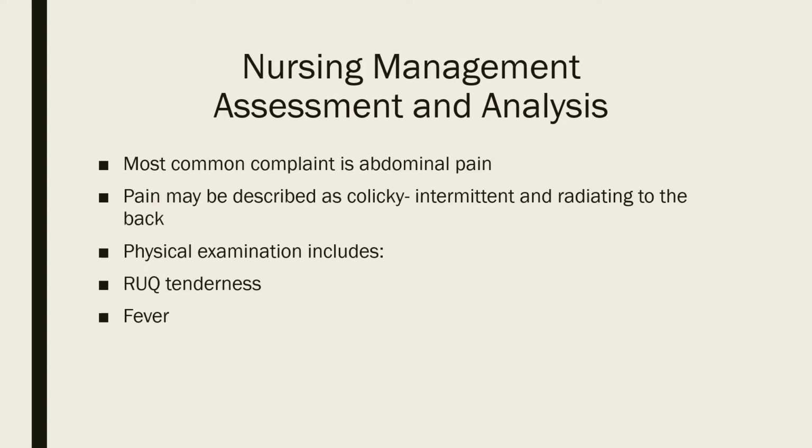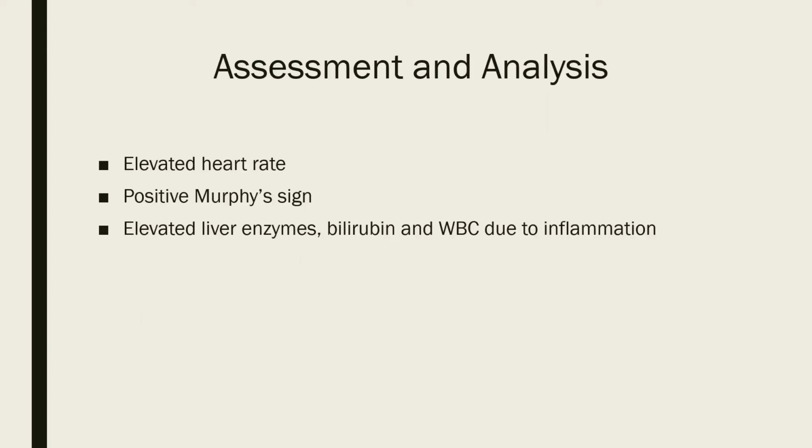So nursing management, the most common complaint will be abdominal pain. So we're going to have to manage their pain. This pain may be described as colicky, intermittent, and then radiating to the back. The physical exam will include right upper quadrant tenderness. They may have a fever. They may have an elevated heart rate because of the fever. And then pre-surgery, they may have a positive Murphy sign. They may have elevated liver enzymes, a bilirubin, and WBC due to inflammation. So we are going to have to assess their labs.